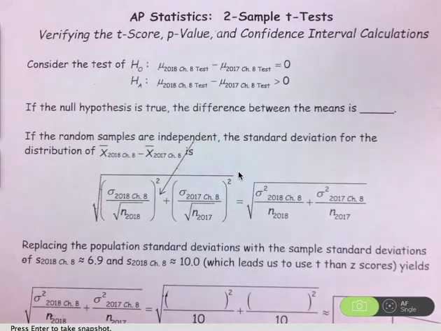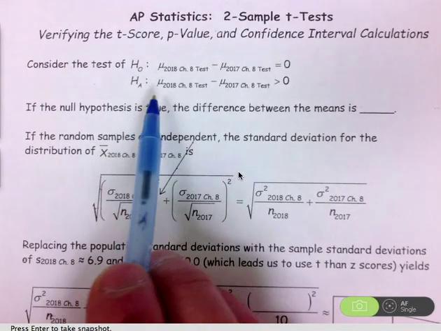Let's take a few minutes and look at how you can calculate the t-score, the p-value, and actually build a confidence interval for a two-sample situation involving means. So this is the context that we used in class.